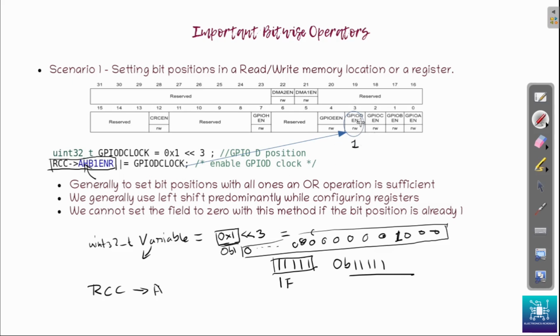If this is already set, say it is already set, and we do this again, it has no effect, because 1 OR 1 is 1. But this method cannot be used for setting this to 0. So just like you need to set a bit, you would need to clear a bit also. So for clearing a bit, again we need to put in a slightly different expression.